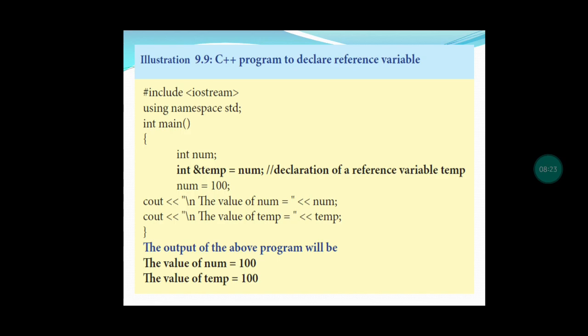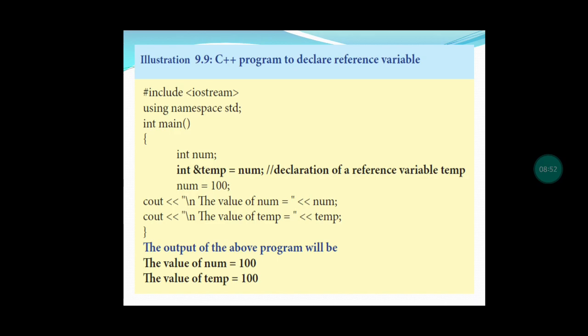Next we have given num equal to 100. The value has been assigned as 100 for num. After that we are printing the value of num, so 100 has been printed. Then we are printing the value of temp. The temp value has not been given, but the output that came is 100. How did it come? It is taken as a reference. Look at that, int ampersand temp equal to num. So num value 100 is assigned to temp.